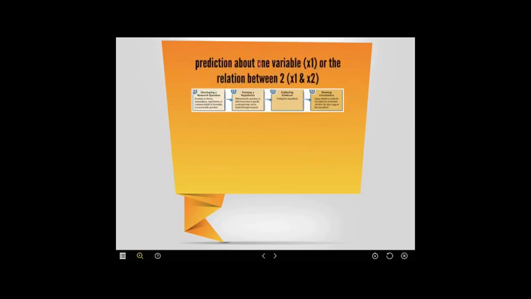So in the research hypothesis, you make predictions either about one variable or about the relationship between two or more variables. In the example of memory and gender, your research hypothesis would be that females would score higher on a memory test than males. Or you may just say females' memory would be different from males' memory on a memory test.